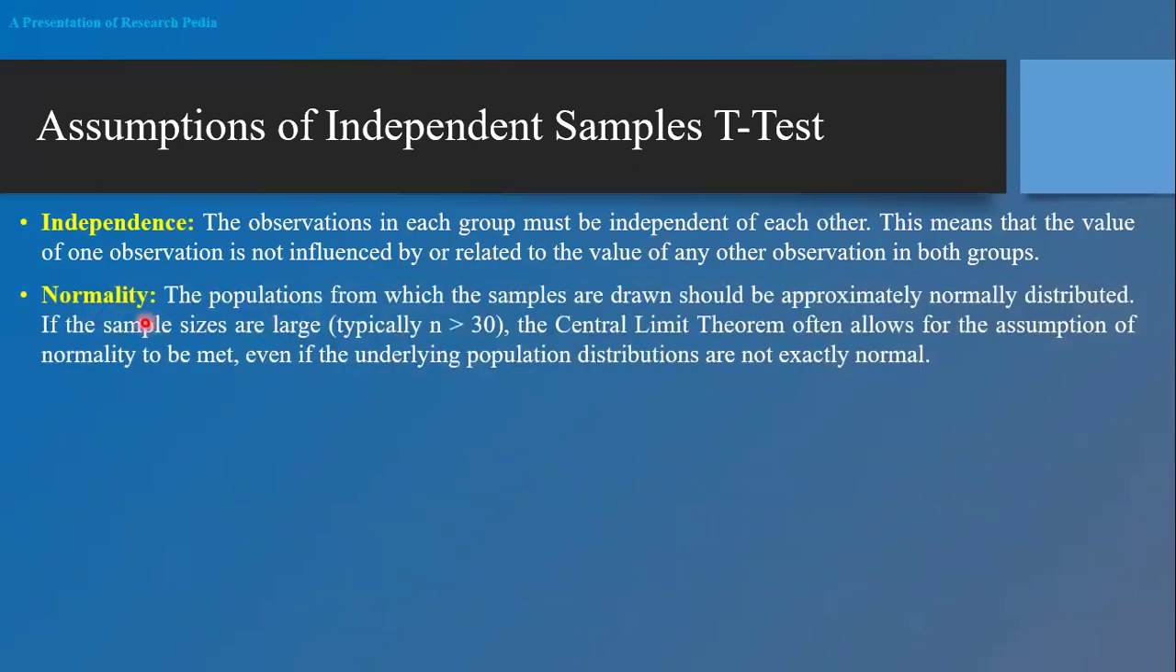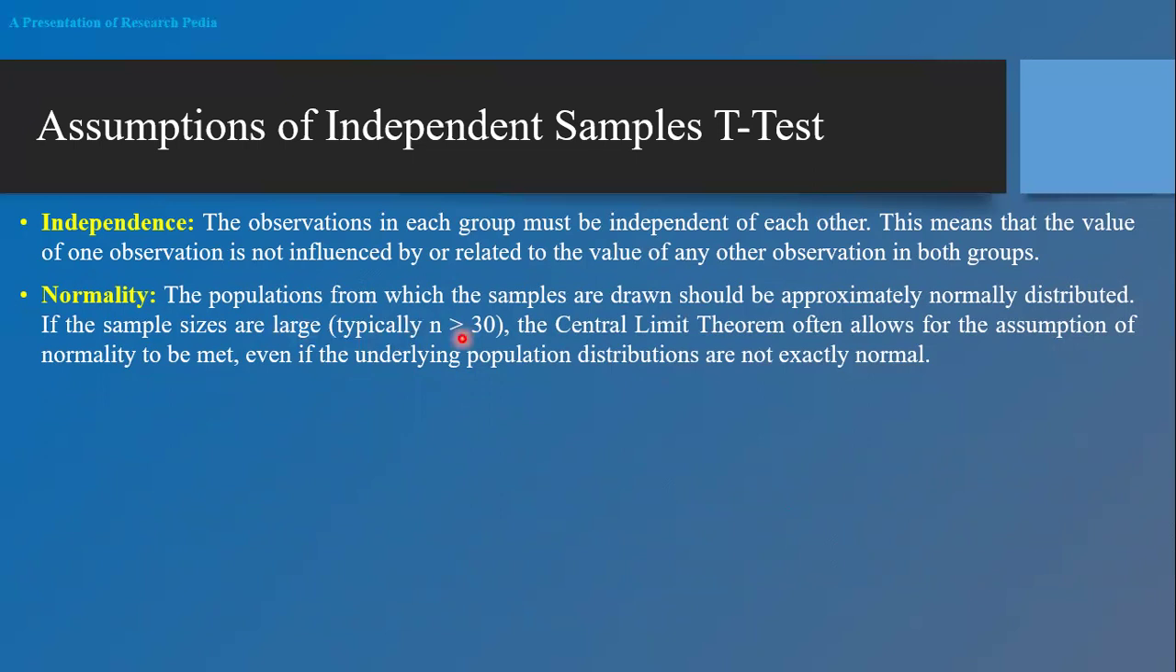The second is normality. Your data should be normal. The population from which the samples are drawn should be approximately normally distributed. If the sample size is larger, typically n greater than 30, the central limit theorem often allows the assumption of normality to be met. So we need to apply this condition. If the number of observations is greater than 30, it means we are assuming that our data is normal. In that case, we don't need to check the normality. So always remember, if your number of observations is greater than 30, then you don't need to check the normality.